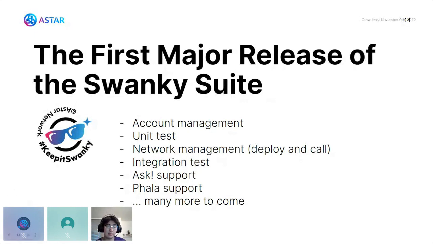So this means that now developers can scaffold not only ink!, which is written in Rust, but also ask, which is based in AssemblyScript. So this really expands the language capabilities of WASM contracts in Astar Network. We're so excited to see how many people will be able to jump in and really create some crazy stuff. And most importantly, we are working with the Phala team to support FAT contracts as part of the Swanky suite. It's still under development, and we're really working close with the Phala team, so really excited.